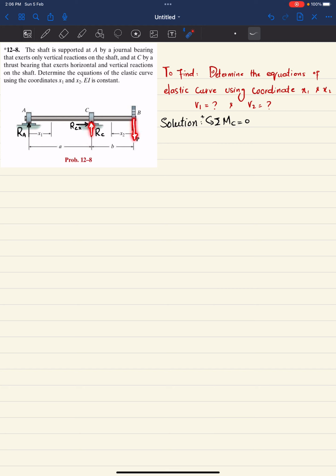So the first moment is Ra times the perpendicular distance A about point C, and it is producing counterclockwise moment, so it will be positive. And due to this P, we have perpendicular distance B, and that is producing clockwise moment, so it will be negative. So I will write Ra times A minus P times B is equal to 0. From here you will get Ra is equal to P times B divided by A.